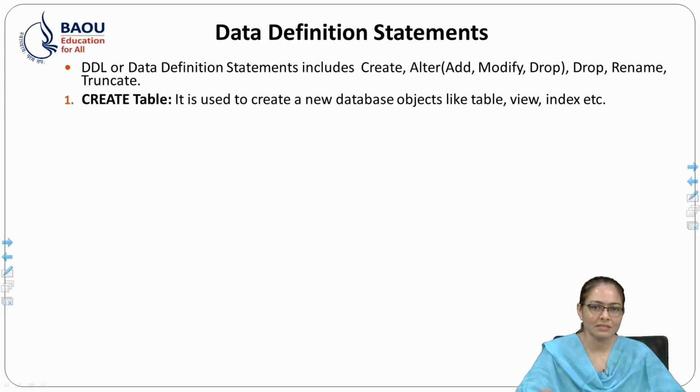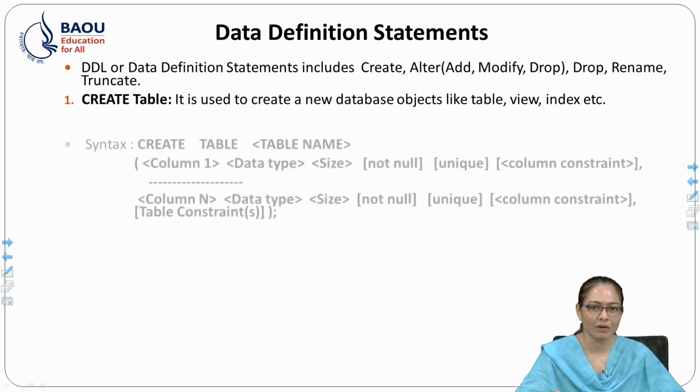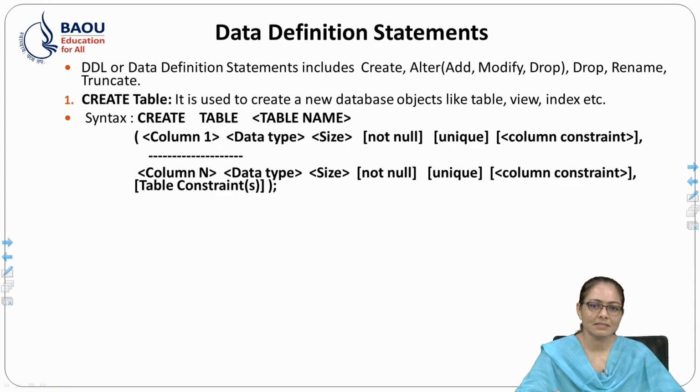Now, first one is the create table command. Create table command is used to create new database objects like the table, view, index, etc. The column name must be unique. The columns are separated by commas. Here is the syntax of the create table command.